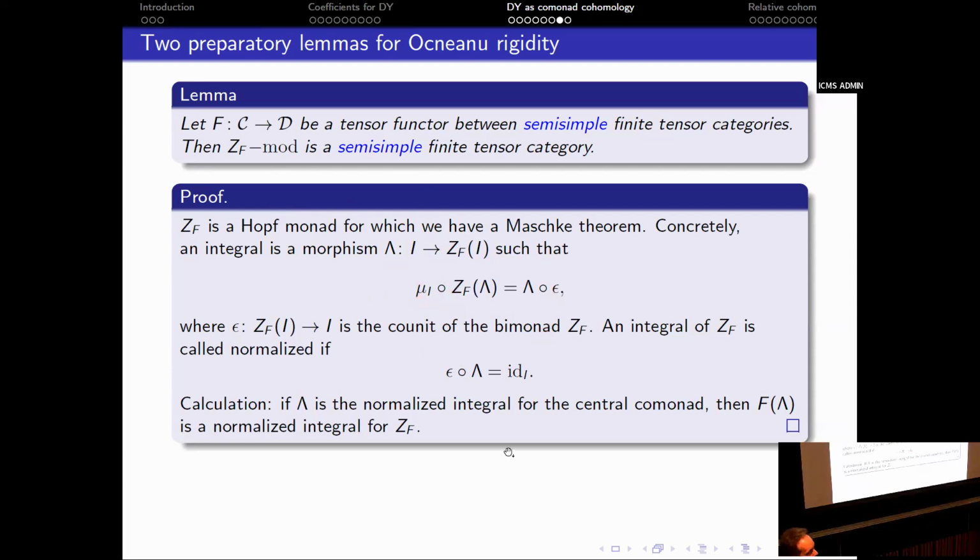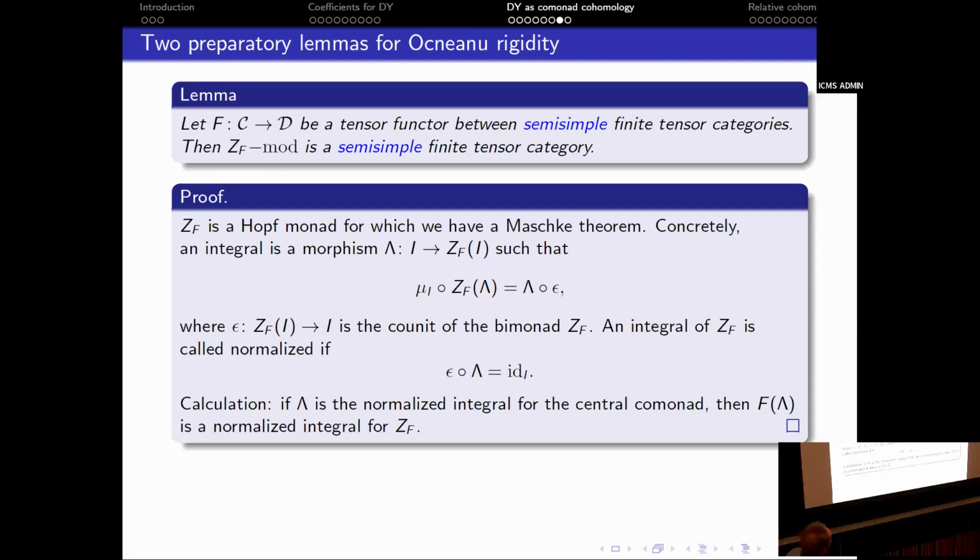And if you write it down, you see exactly the integral. And if the Hopf monad would be tensoring with a Hopf algebra, it's literally the integral. So an integral is called normalized if applying the co-unit to it gives the identity, or the identity times a non-zero factor. And then the following is known.